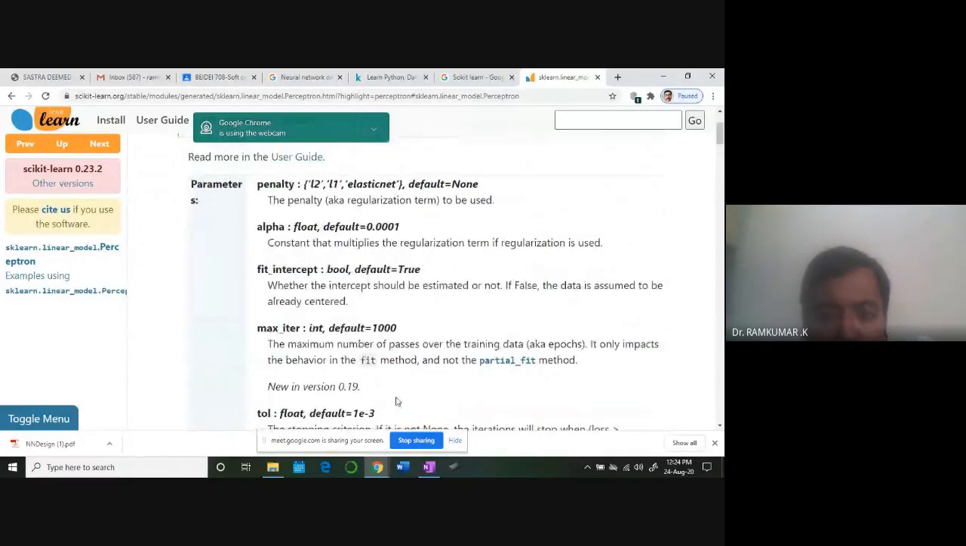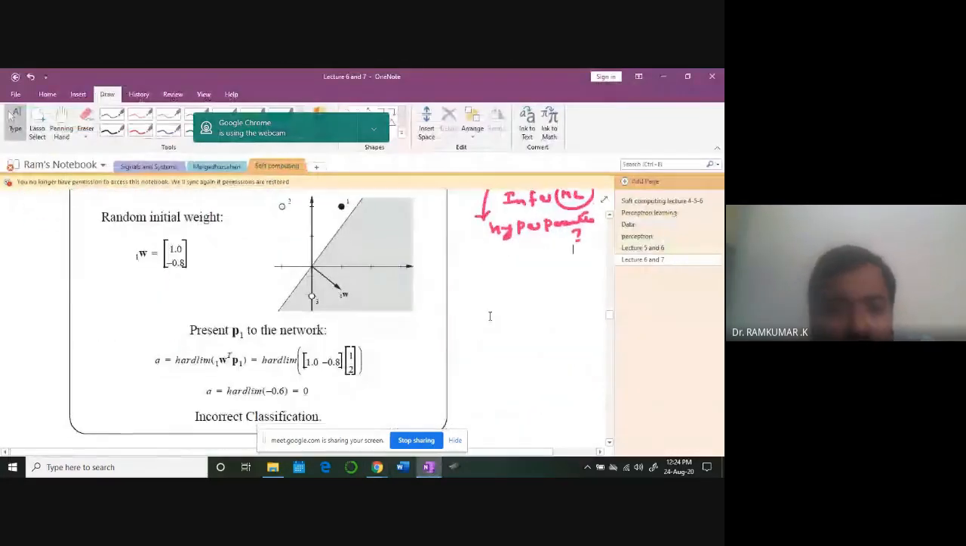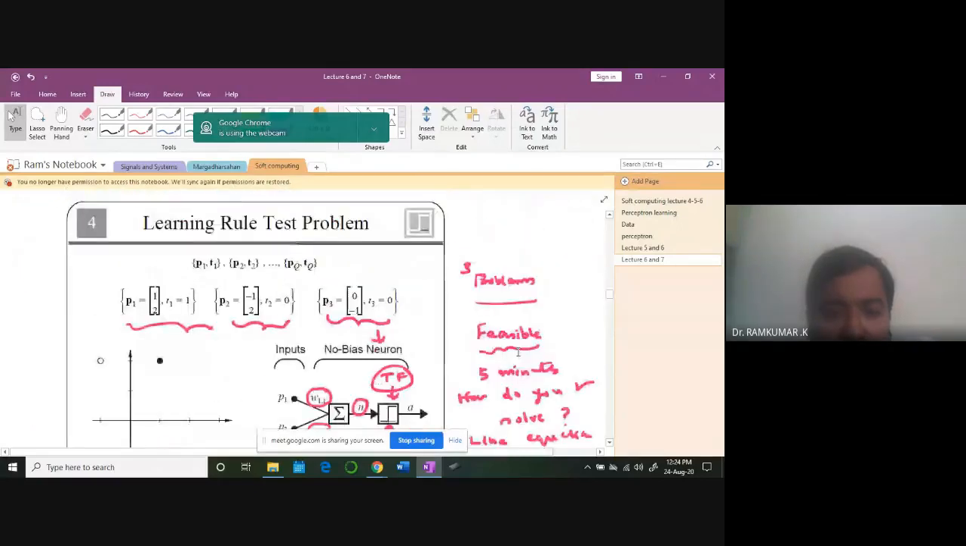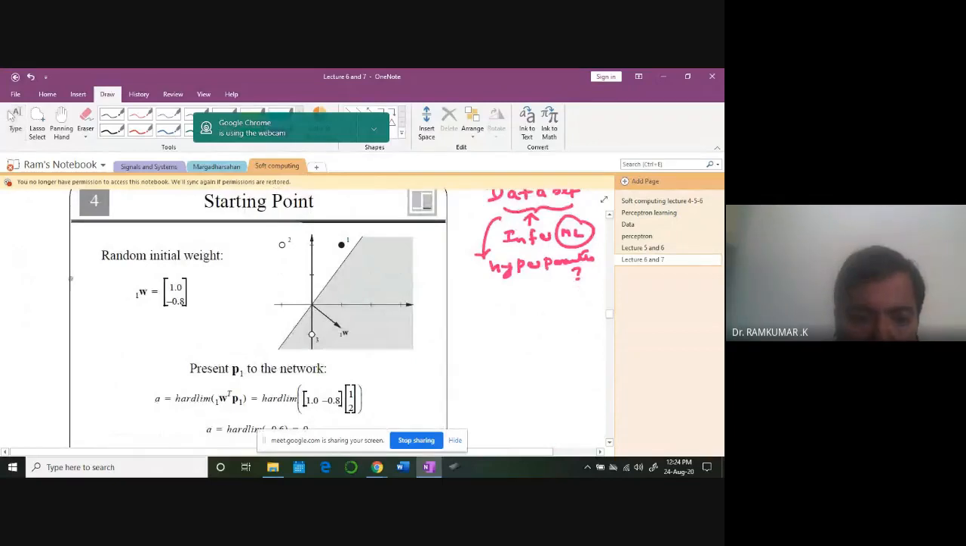Now we'll move on. This is a training point. Now look at this case. For this problem, we are starting with an initial weight of 1 and minus 0.8. These are all my data: negative data and positive data. So naturally I'm starting with a weight like this. What is this weight? It is 1 and minus 0.8.